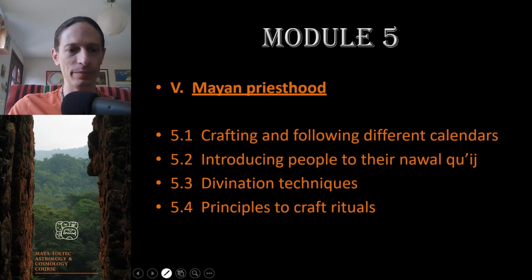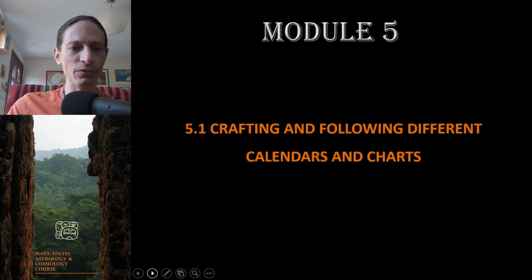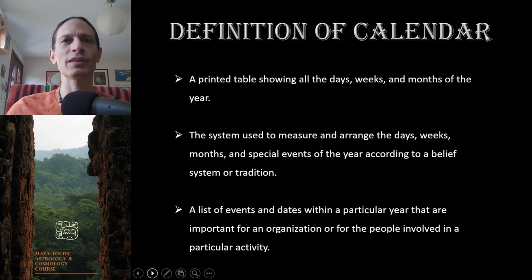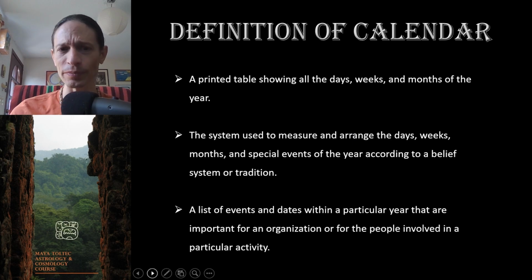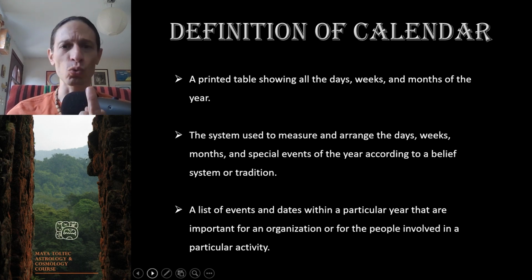What's coming? So, crafting and following different calendars and charts. For that, we have to clear out what the definition of calendar is, right? This seems like a beginner's kind of thing, but I think it's important to define it, because we sometimes even get lost in that. Because when we think of calendar, we think of something that is like there's just one, right? It's like a mono kind of thing, a very monotheistic idea of what a calendar is.